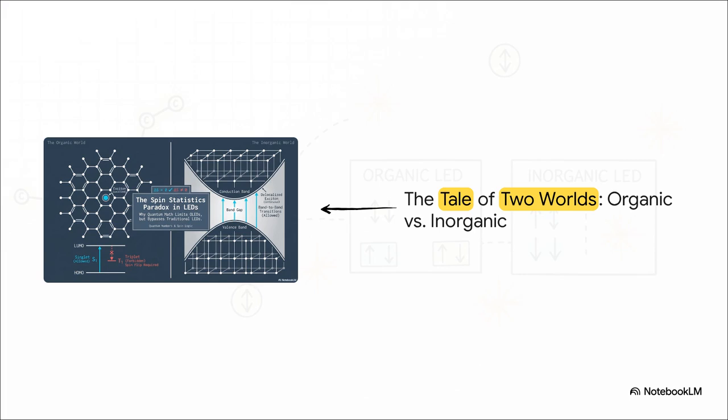To really wrap our heads around this paradox, we have to look at two completely different realms of lighting technology. First, we have the organic world. This is the realm of OLEDs, the beautiful screens in our phones and our high-end TVs, where everything happens at the level of localized individual molecules. Then, in stark contrast, we have the inorganic world. This is the domain of the standard, conventional LEDs, powering your desk lamp or your car headlights, where materials are structured in these continuous, sprawling crystal grids.